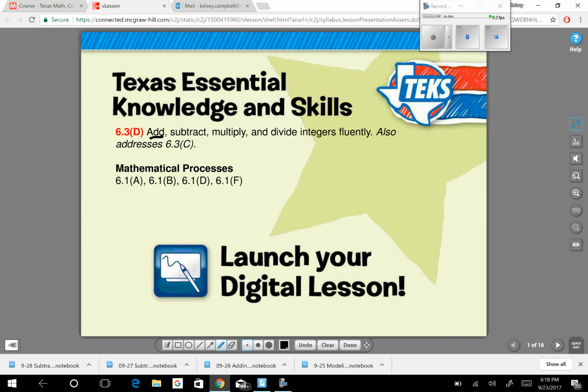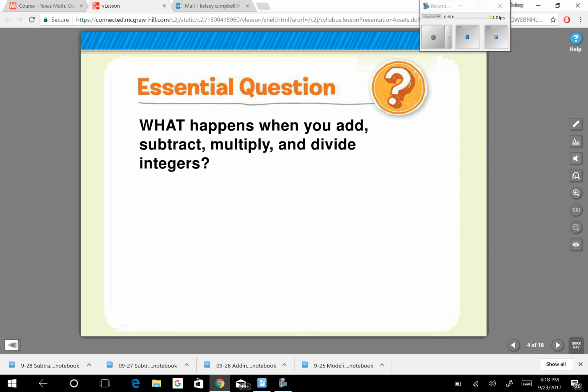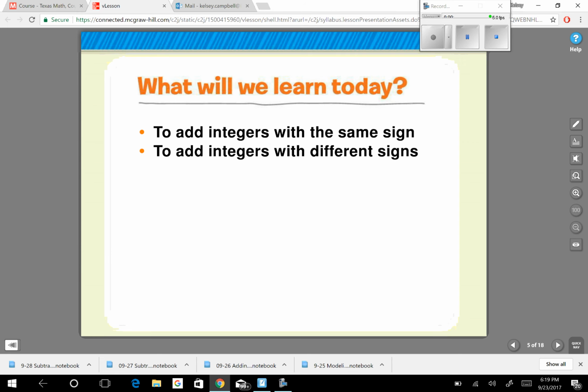So this is from chapter 3 in your book. So if you want to see all these notes in person, go to your book, chapter 3, you'll be able to see them there. So we're asking ourselves, what happens when you add, subtract, multiply, and divide integers? Right now, we're just going to concentrate on the adding part. Okay, we're going to learn how to add integers with the same sign and how to add integers with different signs.